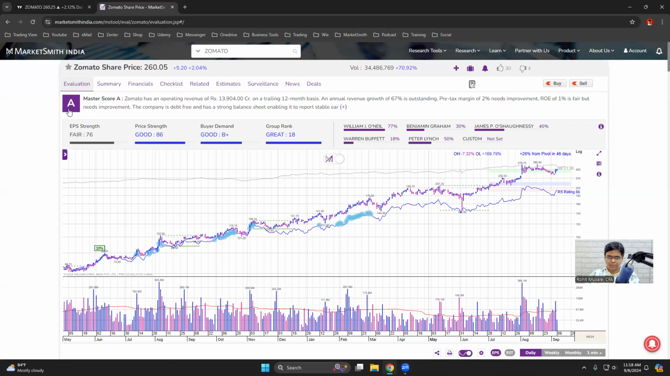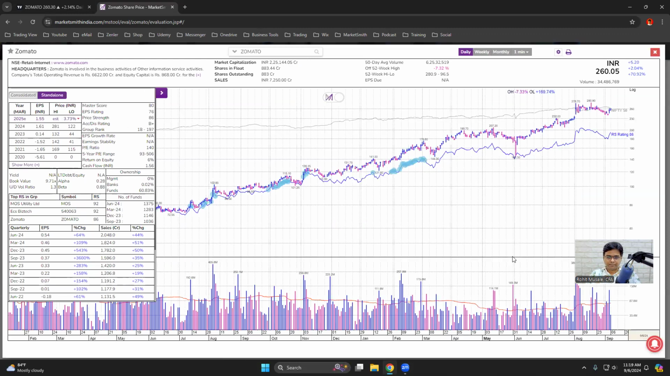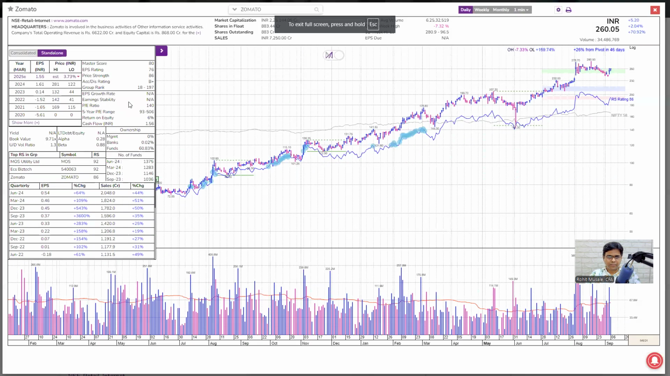Another way to look at master score is this. When you click here, I will expand this. See, master score 80. What does this 80 mean? I will explain that. We will look at the master score rating as well. See, I prefer this rating to be 80 or more, but MarketSmith recommends that if this is 60 or more, it is better.